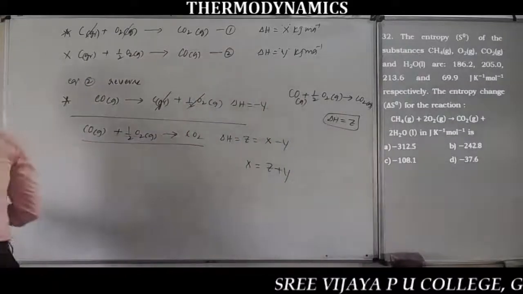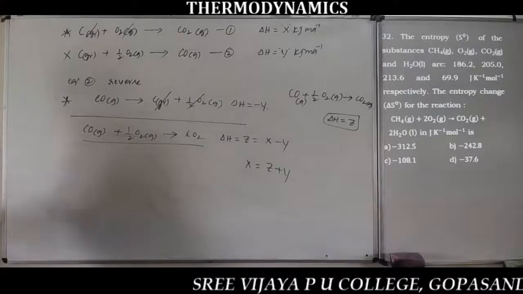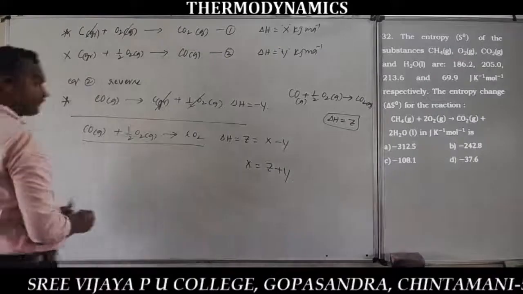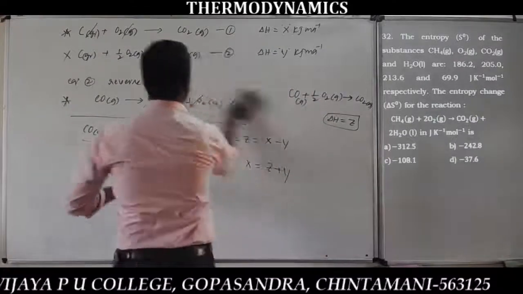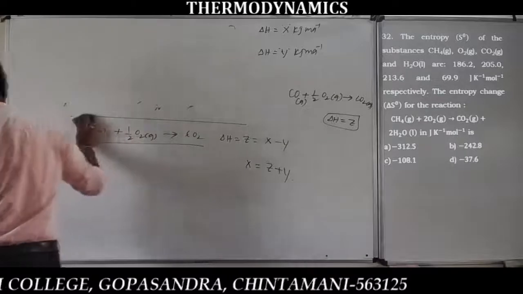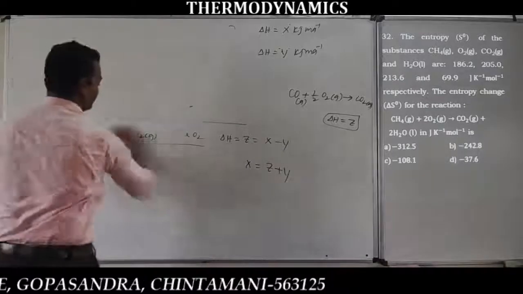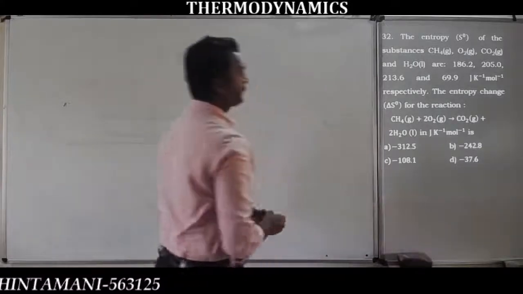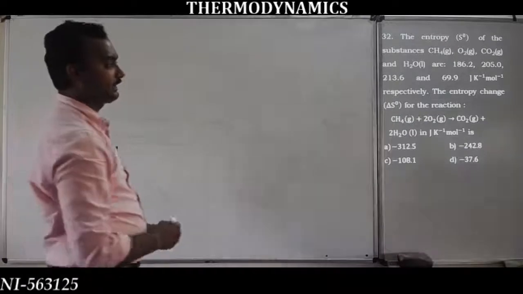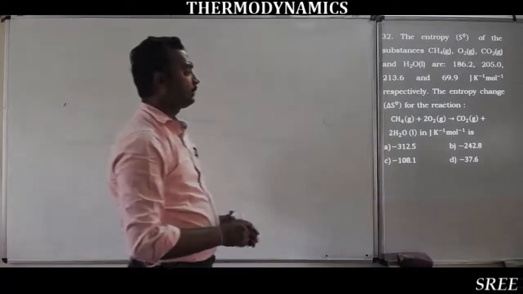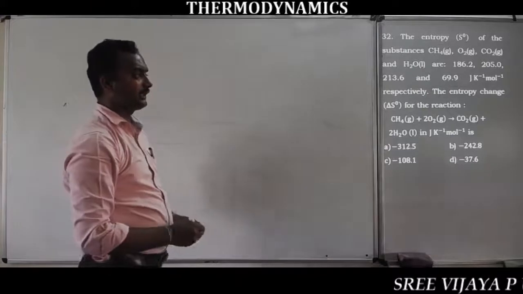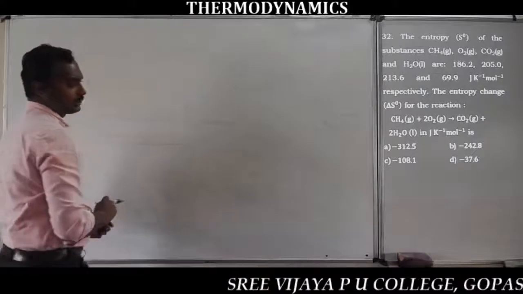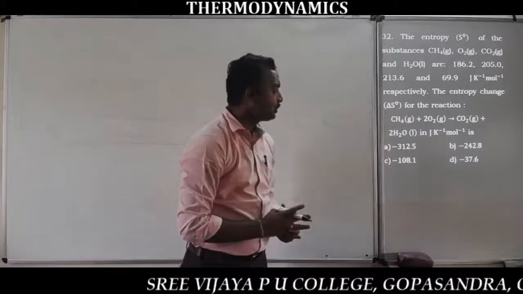Next 32. That's the next question. The entropy of the substances CH4, oxygen, carbon dioxide and water are 186, 205, 213.6, 69.9 joule per Kelvin per mole respectively. Entropy change ಅಂತ ಹೇಳಿದಾನೆ. So equation ಅವರಿಗೆ ಕೊಟ್ಟಿದ್ದಾರೆ ನೋಡಿ ಅಲ್ಲಿ. Methane plus 2 oxygen that gives carbon dioxide plus 2 moles of water.